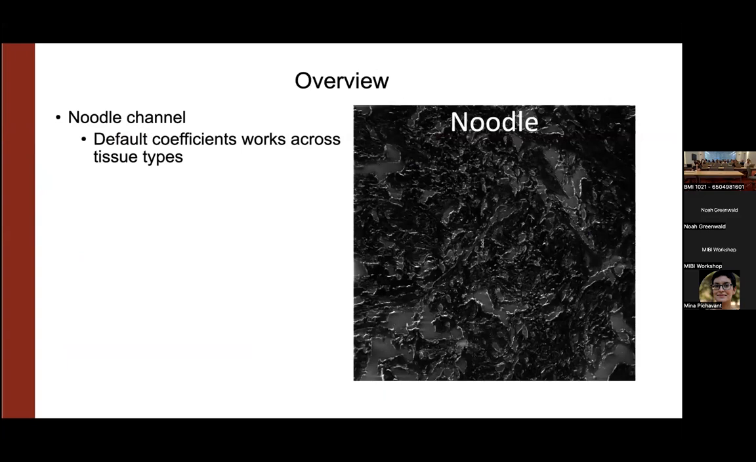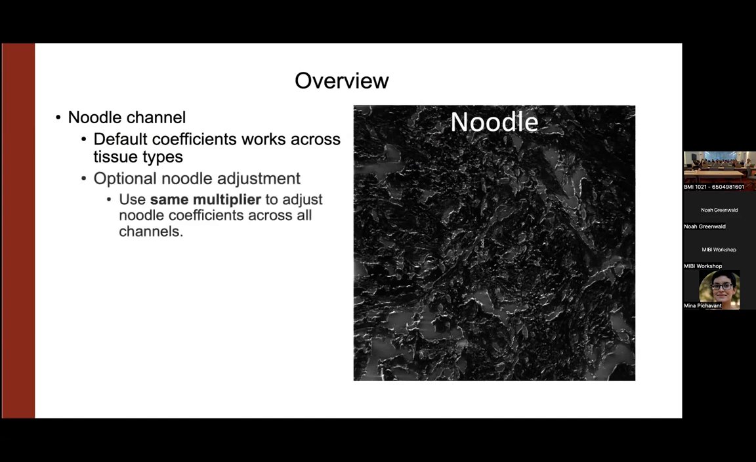Right. So that being said, I just want to emphasize that the default coefficients that we have honed in on or dialed in really work well across a lot of these cohorts. But when you do want to have the option of changing the neural or the organic composition, we do recommend using the same multiplier for the neural coefficient across all channels. So we would not be changing channel-specific coefficients.